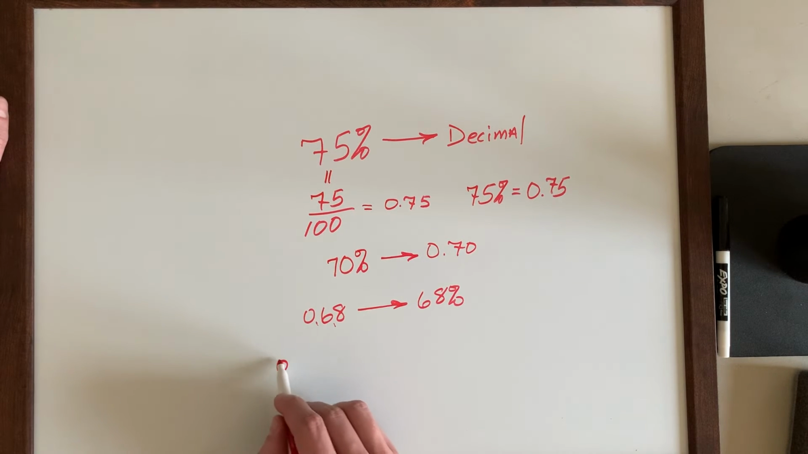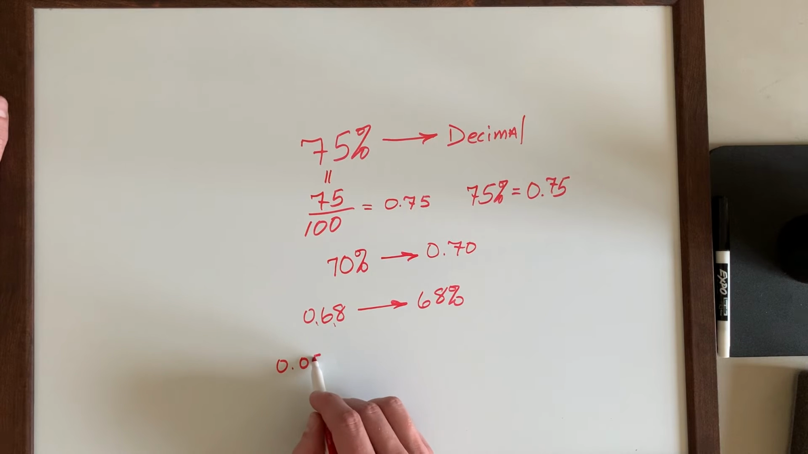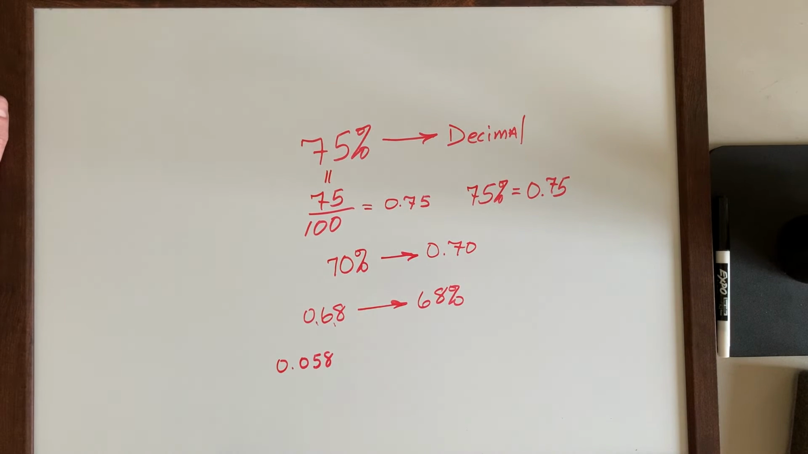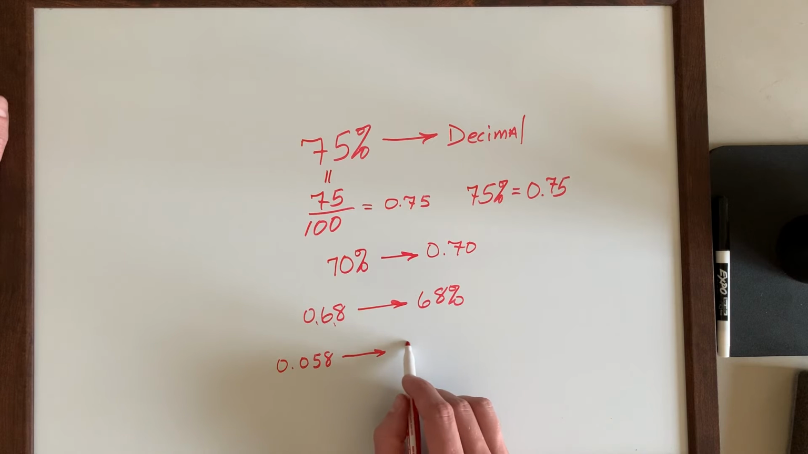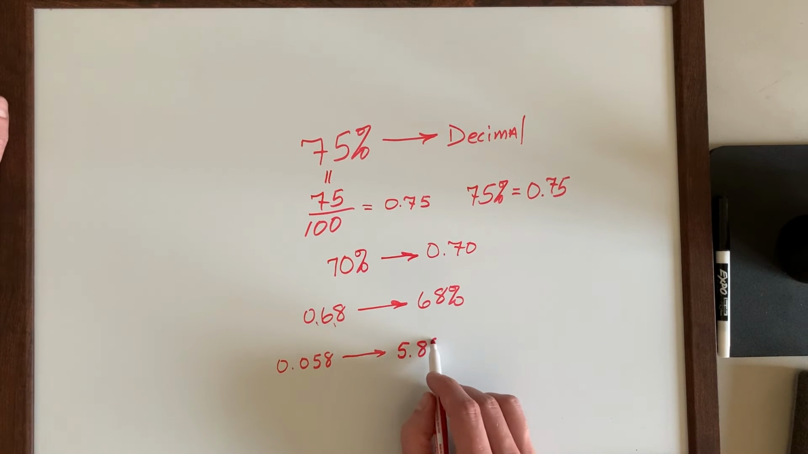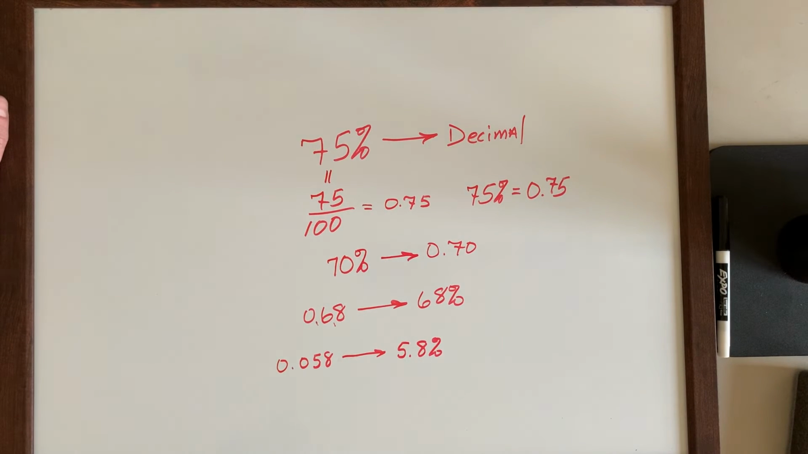This even works with small decimals. 0.058, well, that's a small number. If I want to convert that to a percentage, that's okay. I'm still going to move the decimal to the right 2 places, and I would get 5.8%.